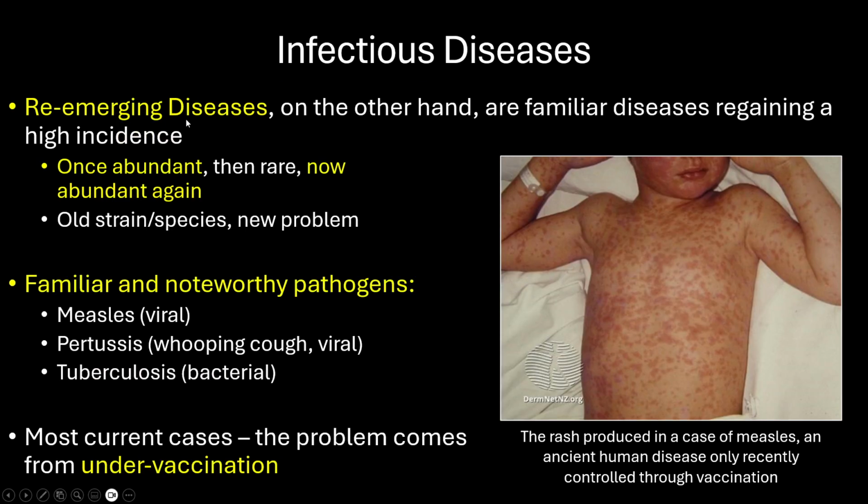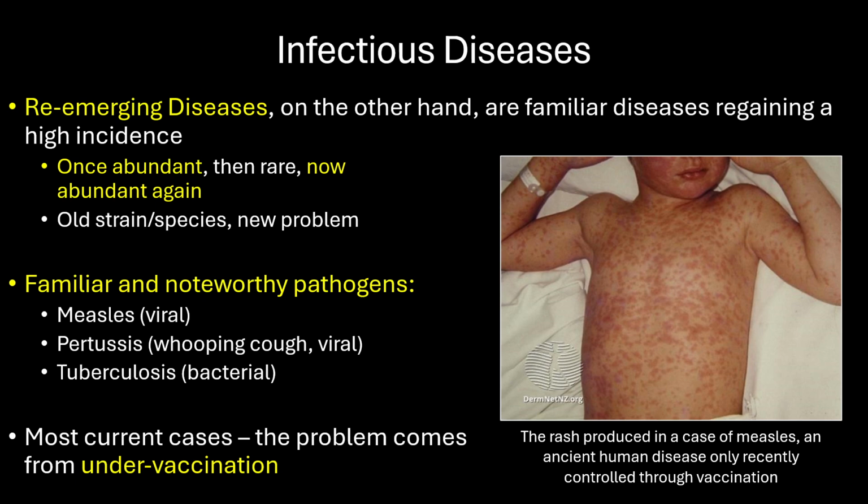Then we have re-emerging diseases. Okay, these are familiar old diseases that have once disappeared or gone much more quiet, have been reduced in occurrence, and now their incidence is on the rise. And so, these are old strains that are becoming new problems. We have a lot of familiar pathogens to talk about here. I think that at this time, measles is perhaps the most important, but pertussis, tuberculosis, lots of others, really. There's a lot that could fall under this category.